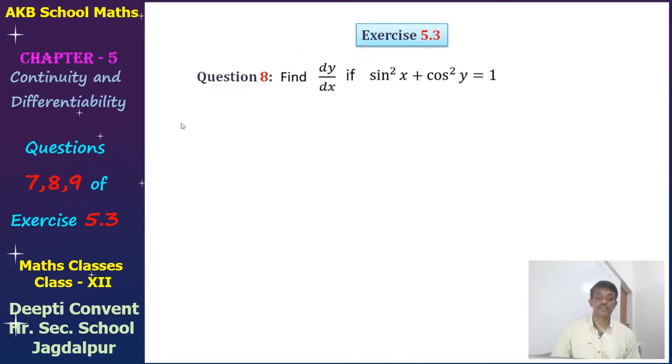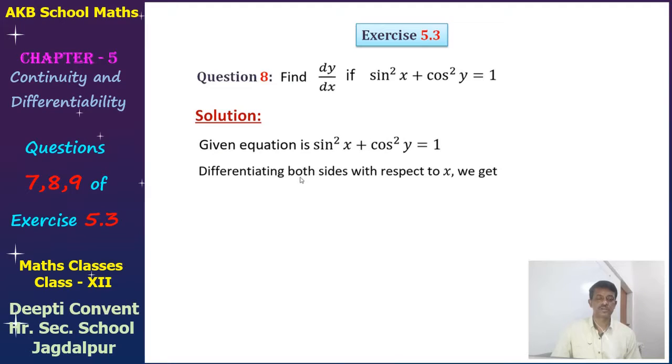Here also sin square x plus cos square y equals 1. This is also mixed, but you can solve for y in terms of x, but there is no need here, directly differentiate on both sides. So the given equation is this, and differentiating both sides with respect to x, we get on the left side d/dx of sin square x, plus d/dx of cos square y, equals d/dx of 1, which is 0 since it is a constant.